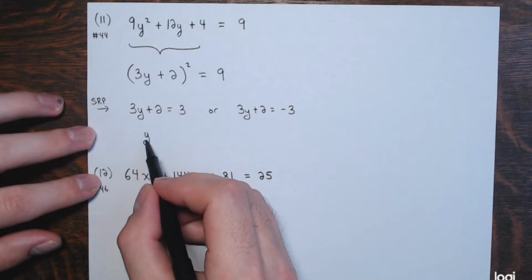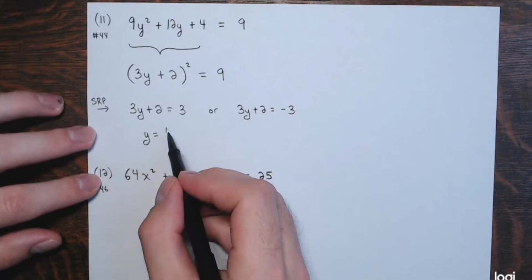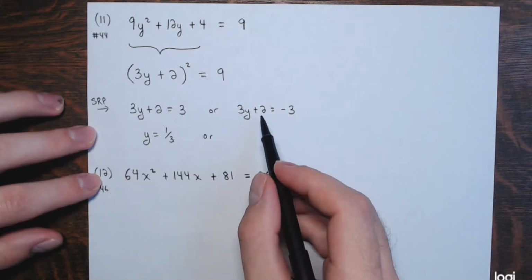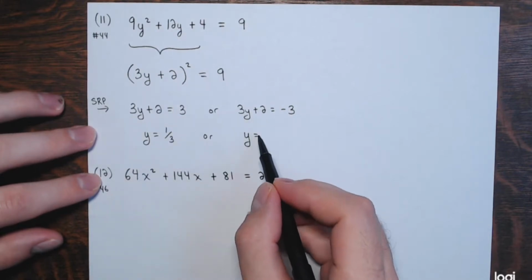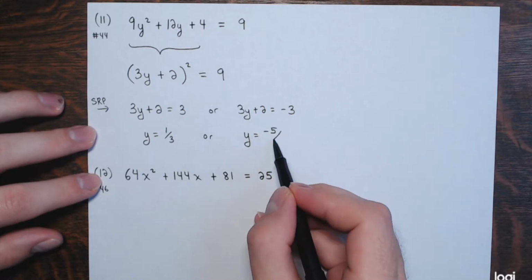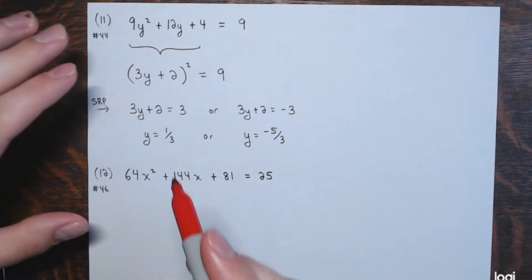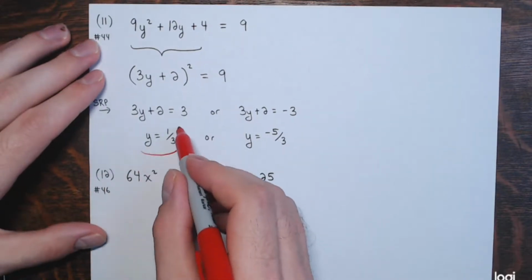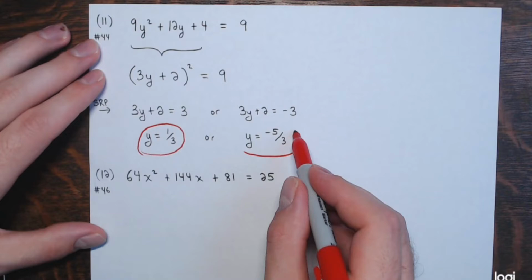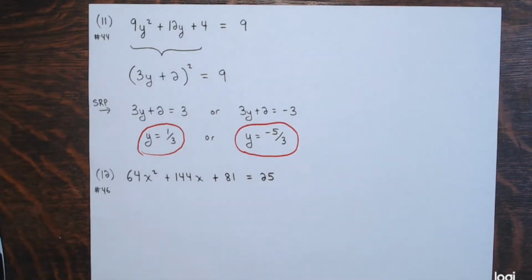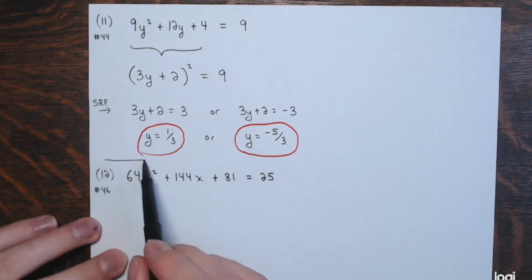Solving this equation would give me y equals 1/3. Subtract 2, then divide by 3. Solving this equation gives me y equals negative 5/3. And again, if I did everything correctly, which I know I did, these are the solutions, and I leave them for you to check. 1/3 and negative 5/3 should make the original statement true. We got just one more question.